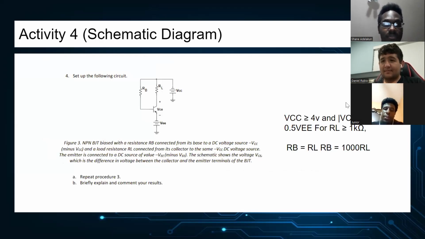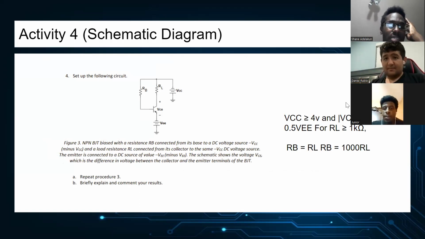And this is Activity 4. Basically, this figure is the NPN BJT bias with the resistance RB connected from its base to a DC voltage source, and its load resistance RL from its collector to the same VDC voltage source as well. Basically, we're doing a repeat. As you can see to the side, that's the equation that we got, which is also helpful with the one from the previous activity.